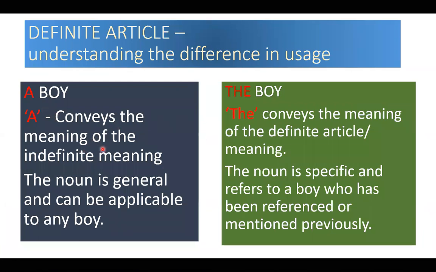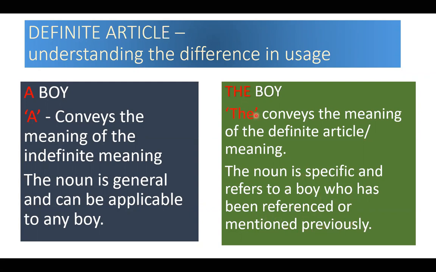A conveys the meaning of indefinite. The noun is general and can be applicable. A boy in English means any boy. But when we say the, which is definite, it conveys the meaning of the definite article, meaning the noun is specific and refers to a boy who has been referenced or mentioned previously.